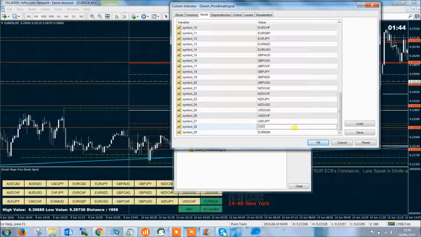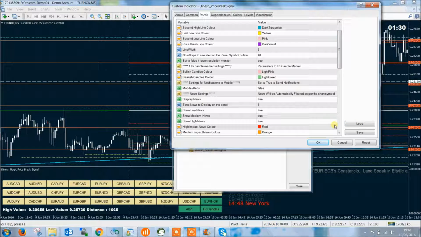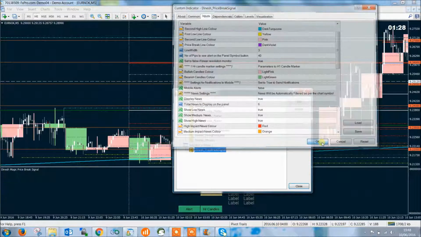So we only trade the currencies that were given in the template. So please don't change any of this. If you don't want to get the signals for a pair that your broker doesn't support, just take them off and leave it blank. So that should be more than enough for you to start trading with Price Per Signal.